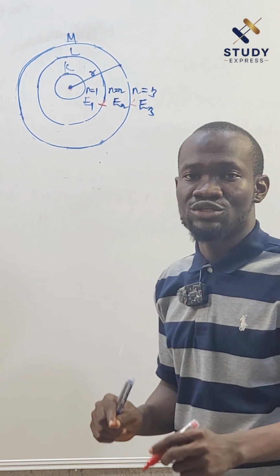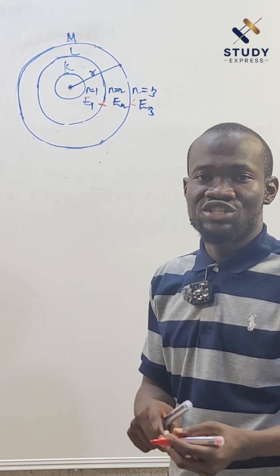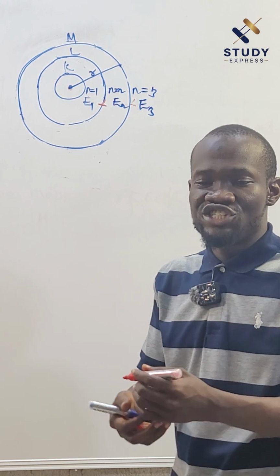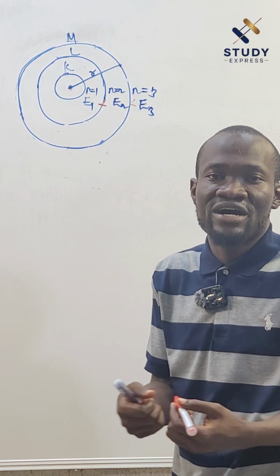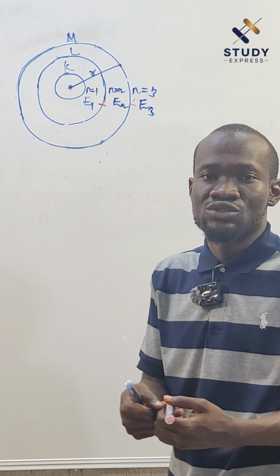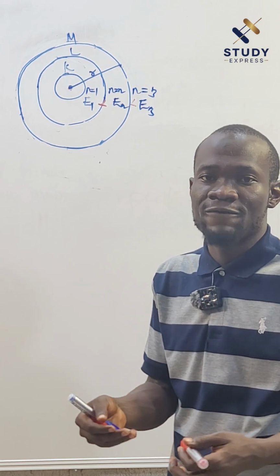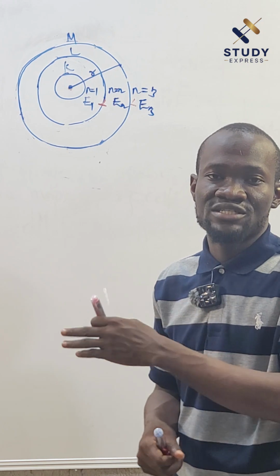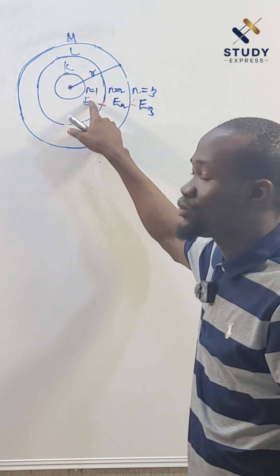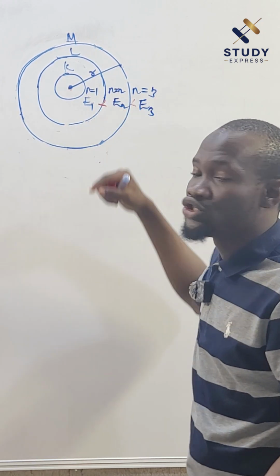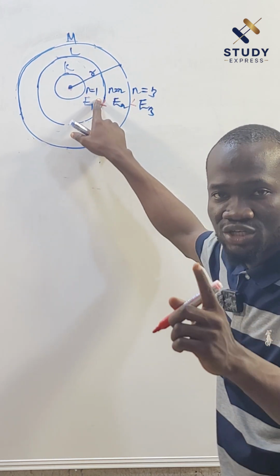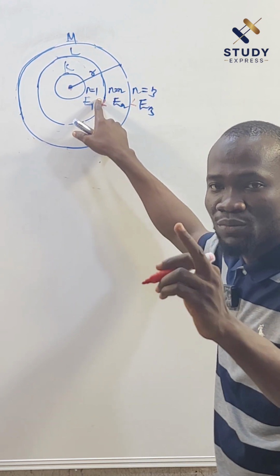The last one which I need you to know is the subshell, meaning suborbitals. A shell contains some apartments or compartments where electrons can be found. That is the subshell or suborbital. The number of subshells present in each shell is equal to the principal quantum number. What am I trying to say? When n is equal to 1, I'm going to have one subshell, or one suborbital.